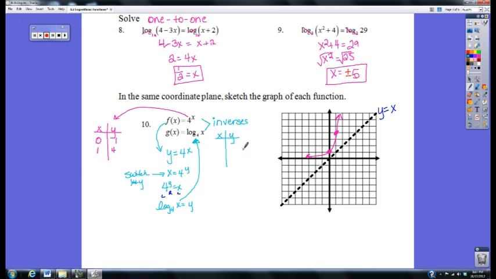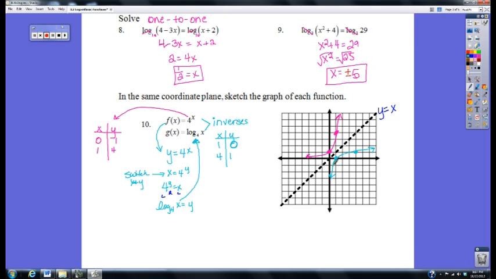Now if we are switching the x and the y for the inverse, remember that to graph the inverse, you can take specific points and switch the x and y coordinates. So (0, 1) would become (1, 0), and (1, 4) would become (4, 1). This is what a logarithmic graph looks like right here.